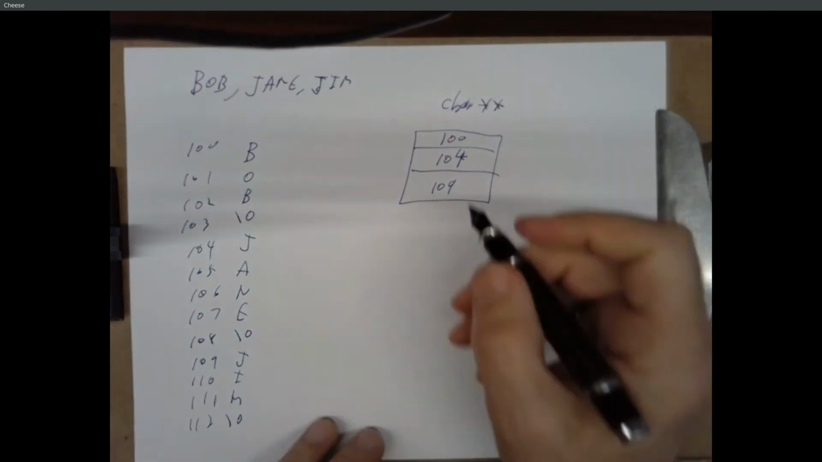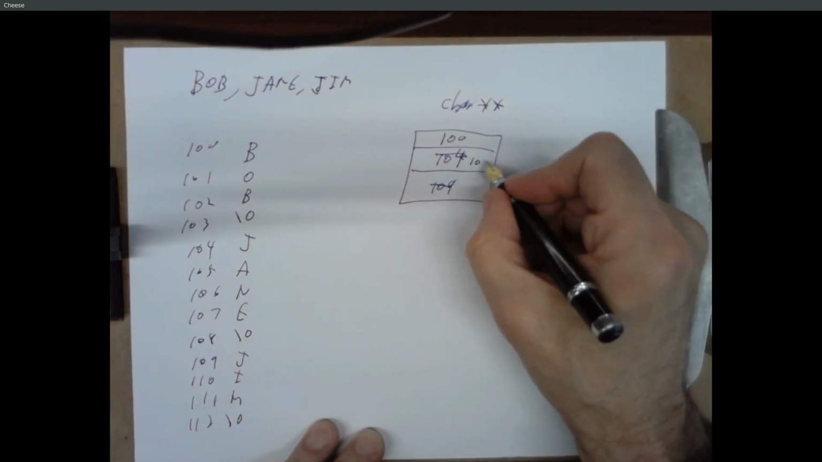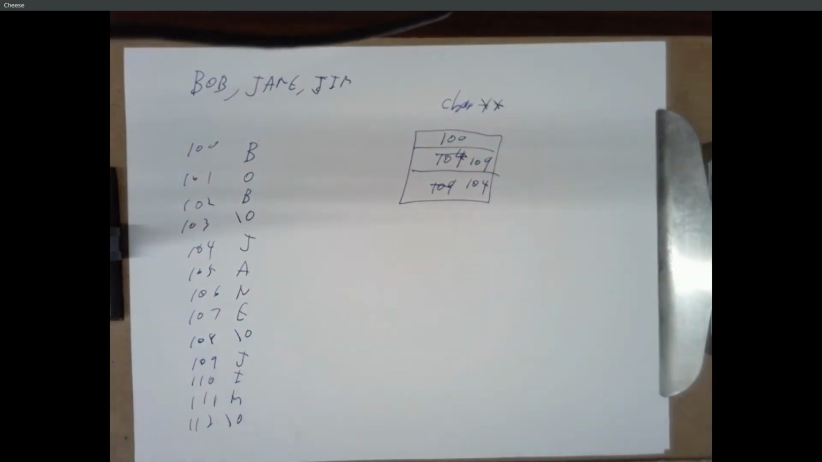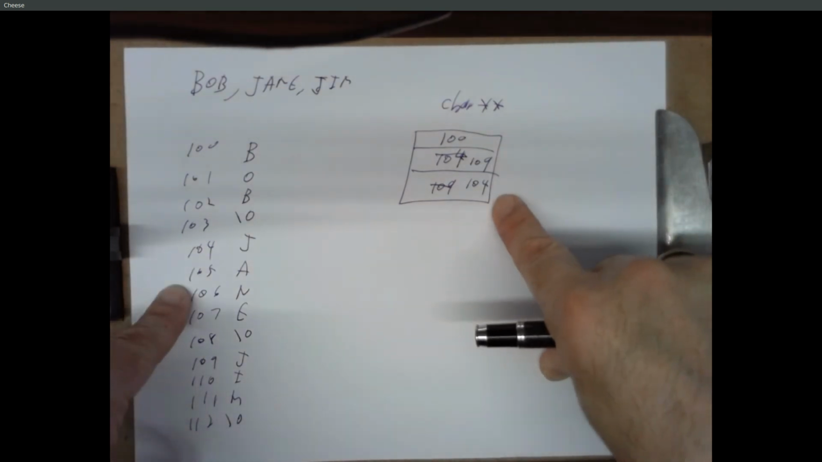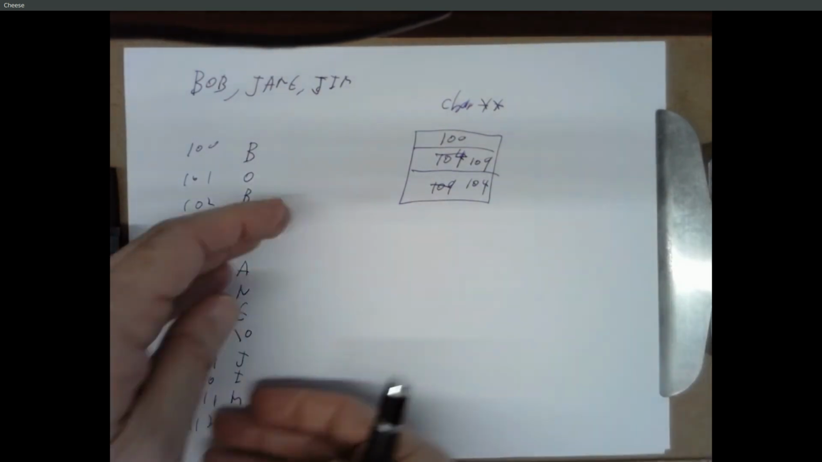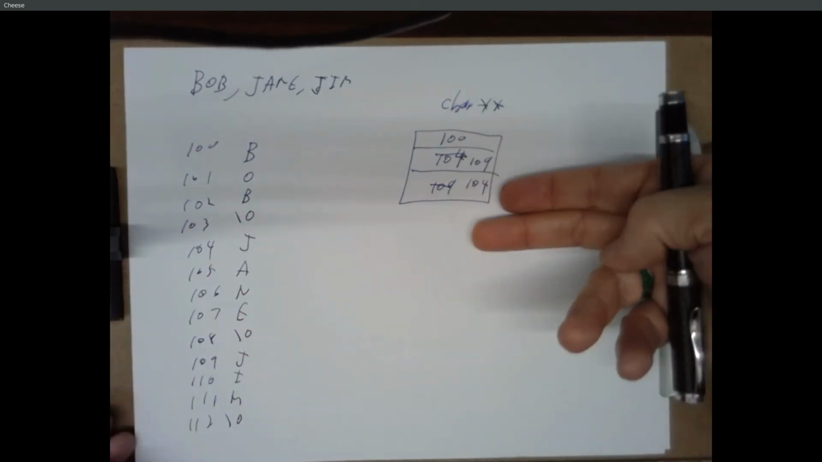Okay, here's the nice thing about this. If we wanted our names to be in a different order, all I've got to do is that. Now if I ask for the first name, it's Bob. If I ask for the second name, it's Jim. If I ask for the third name, it's Jane. And I didn't have to move these things around. I just changed those pointers.